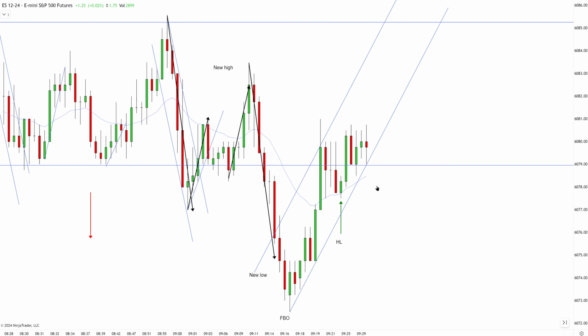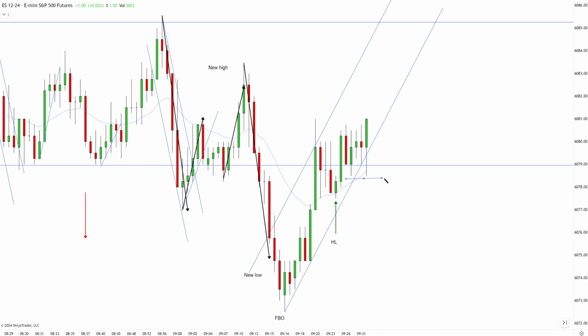Now the trade still ended up working because we keep our stop loss one tick below the signal bar, and you can see the stop was never hit. It was close, but it was never hit.